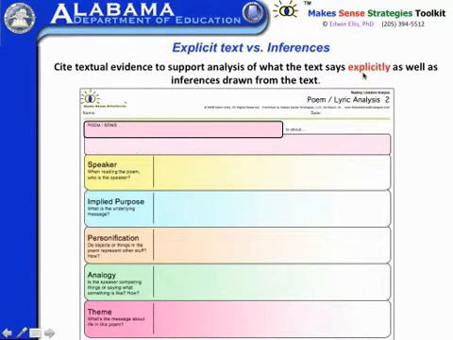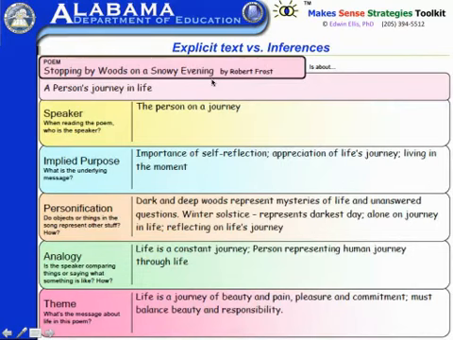So this is really a combination of explicit and inferences that are being addressed here. And here's an example of how that might look in terms of the poem Stopping by Woods on a Snowy Evening.